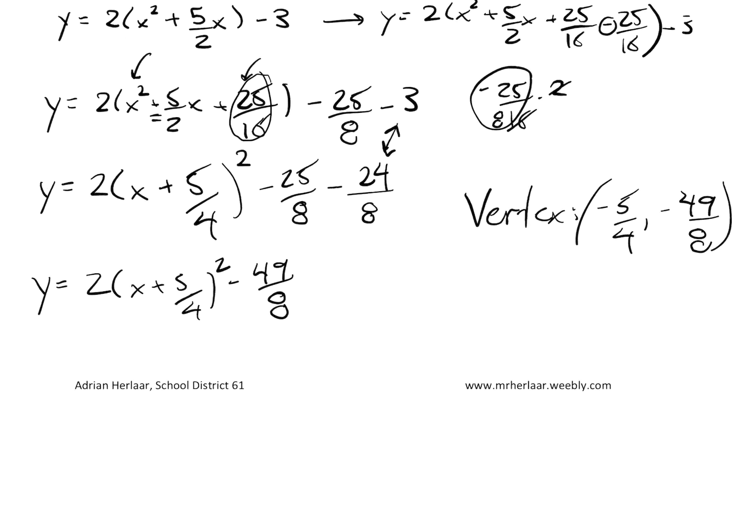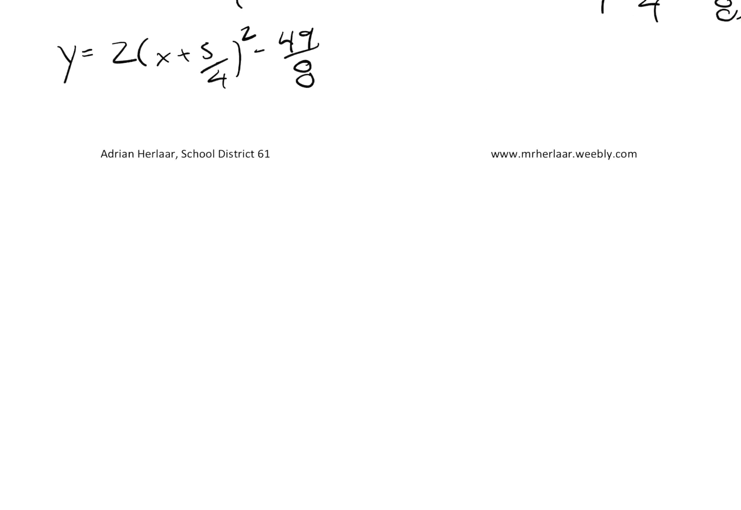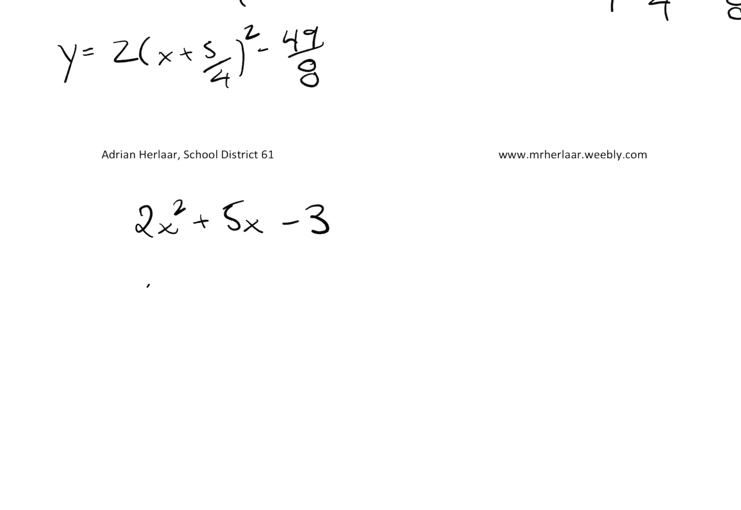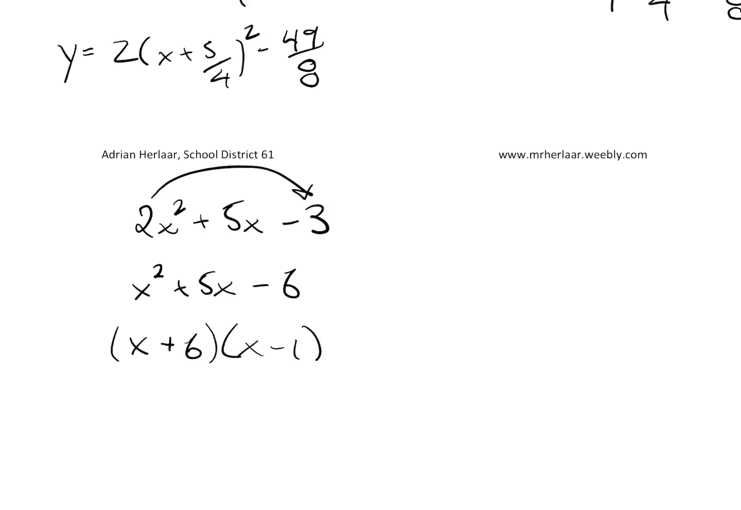X-intercepts we can find by factoring. You could use the quadratic equation, which we haven't learned yet, or we could factor this using the AC method. So we had 2x squared plus 5x minus 3. The AC method is to multiply the a and the c term. So it becomes, this and this, plus 5x minus 6. That factors to x plus 6, x minus 1. But then we have to divide by our original a term. Simplify the fractions if you can, and if you can't, the denominator comes to the top.